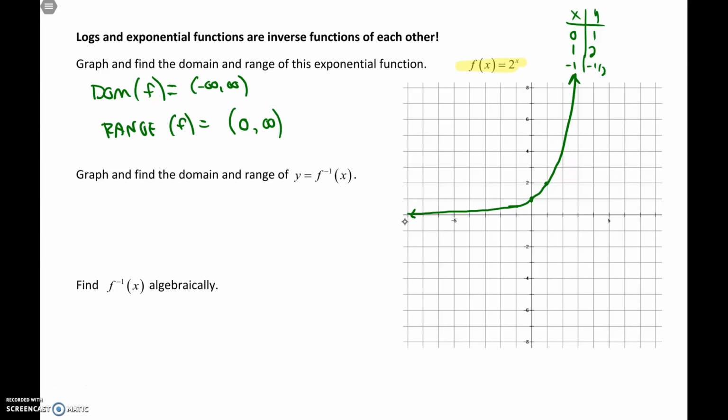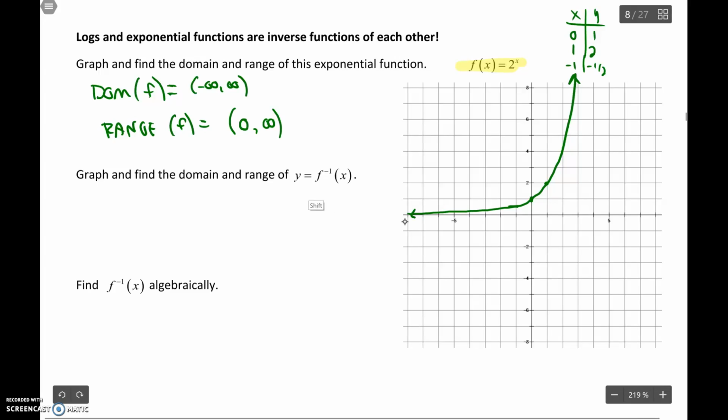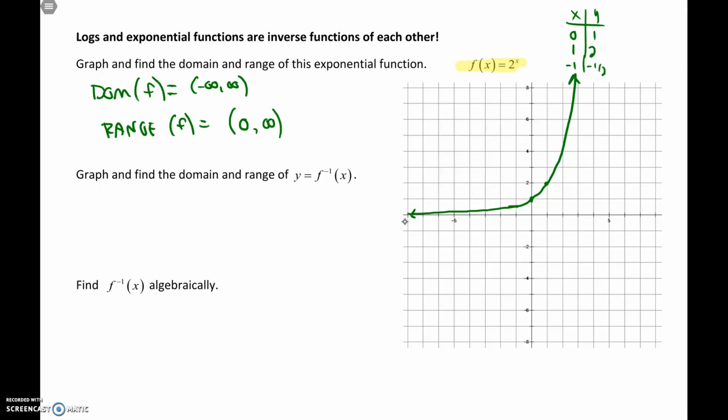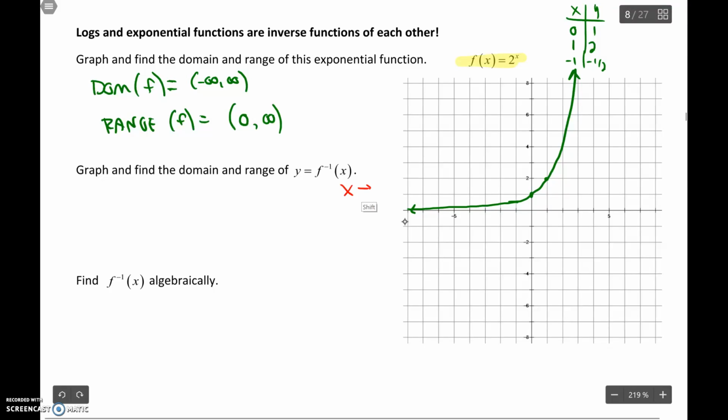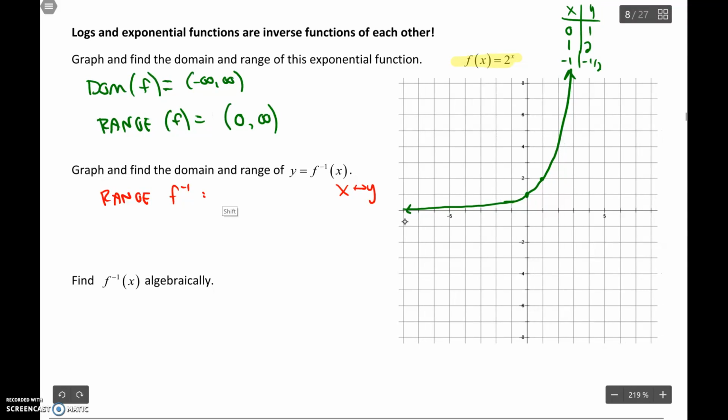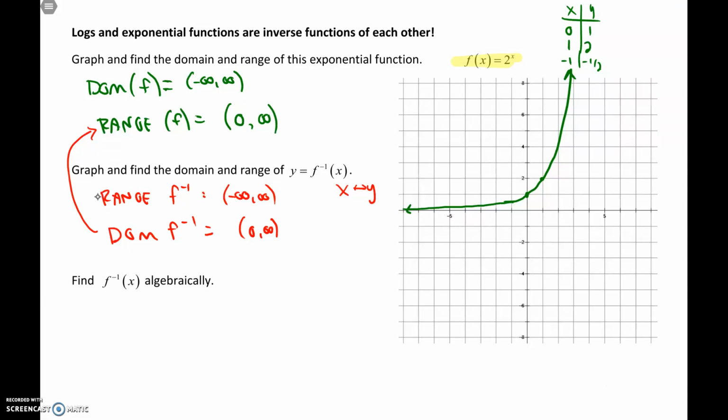So let's graph and talk about the domain and range of the inverse of f. Just a review from our previous lesson on inverses, remember the theme was always kind of switching the x's and y's around, right? So if I know the domain of f is that, then I know the range of f inverse is this domain, so all reals. And if I wanted to find the domain of f inverse, that's going to be equal to the range of f. You switch the x's and y's.